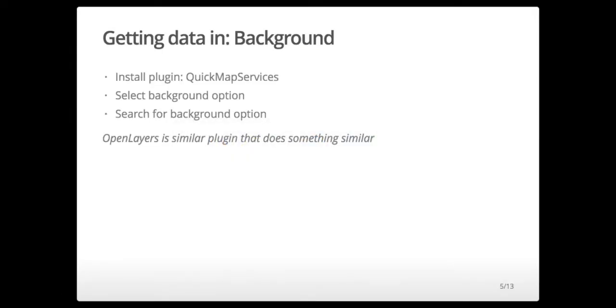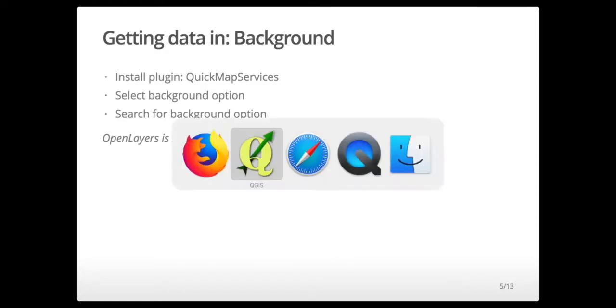So that is getting a background layer in. So we installed the plugin, we pulled up a background from the menus, and we also searched for a background. There's another plugin called Open Layers that does a very similar thing, but I tend to prefer QuickMapServices. But if you have troubles with that, you can always check out Open Layers.